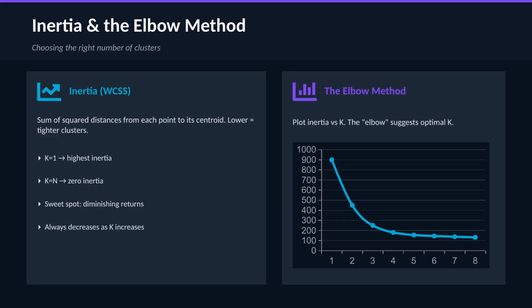The big question with k-means is how do you choose k? That's where inertia comes in. Inertia measures the sum of squared distances from each point to its centroid. Lower inertia means tighter clusters. If k equals 1, inertia is huge. If k equals n, 1 cluster per point, inertia is 0. The elbow method plots inertia against k. You look for the point where adding more clusters stops helping much. That bend in the curve is the elbow. That's your sweet spot for k.